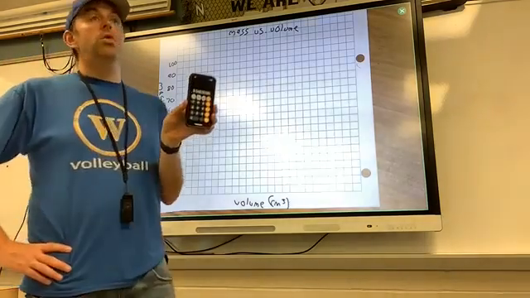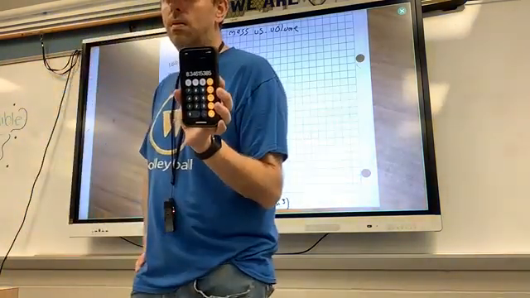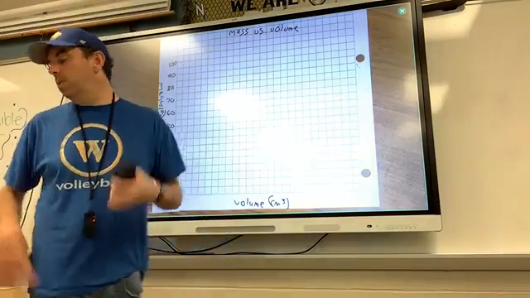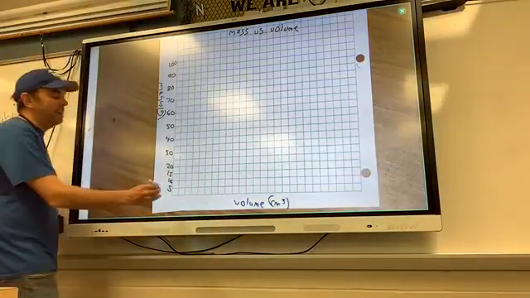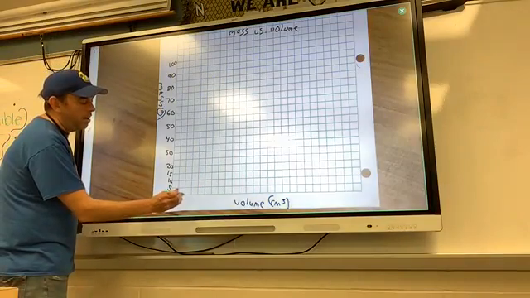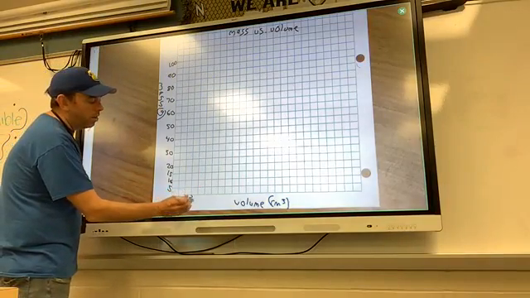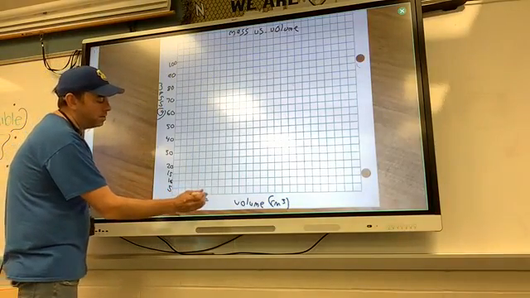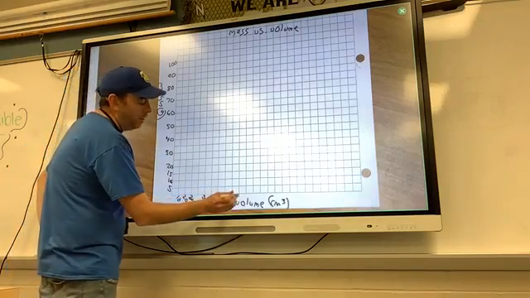8.34. Do I want to go by 8.3s? No. I want to go by 10s. So my x-axis, I'm going to go by 10s. 10, 20, 30, or I could go every 5 as 50. However you want to label it.